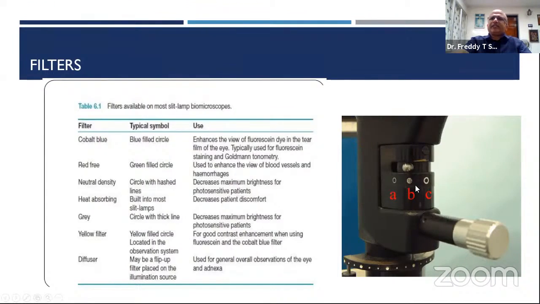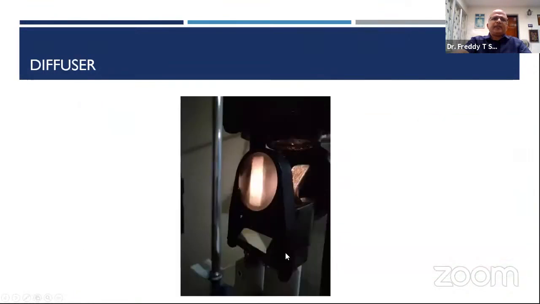Natural neutral density filter, which is marked with hashed lines, decreases the brightness to make it more comfortable for the patient. Then you have a gray filter marked by a thick line, which again reduces the illumination for the patient. A yellow filter is not present in all slit lamps, but it's usually in the observation system, supposed to enhance the fluorescein staining. And then you have a diffuser. This is a diffuser, which is usually kept in front of the mirror, so that you get a diffuse illumination to examine the eye.